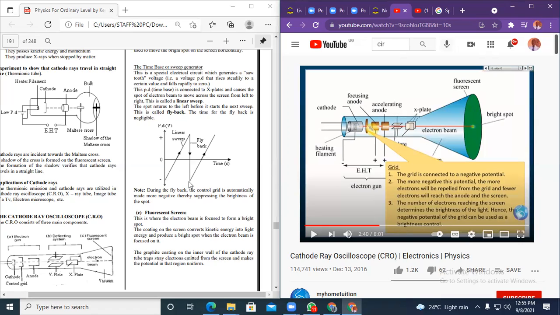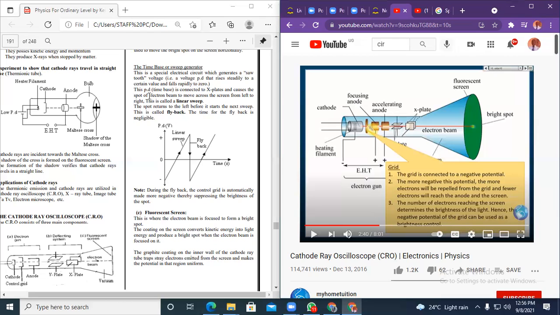It falls back to zero in the shortest time. So we have this slanting line. This is where we have the linear sweep, where the voltage is increasing. Once the voltage increases, it keeps on increasing from here up to there, okay? Then once it reaches here, it falls back to zero. The point where it falls back to zero is what we call the flyback.